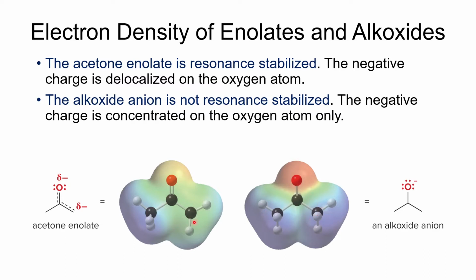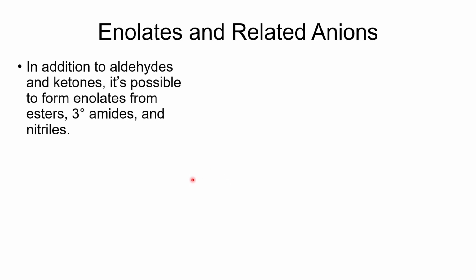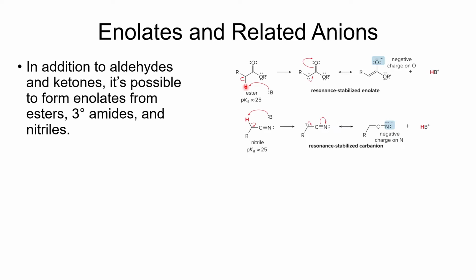This negative charge on the carbon, or at least that partial negative charge on the carbon, is key to the reactivity of enolates. So now let's look at enolates and other related anions. It is possible to form enolates with compounds other than aldehydes and ketones. You can do it with esters. So if you deprotonate the alpha carbon on an ester, you can delocalize the negative charge that's on the carbon to the oxygen. So we'll get a resonance stabilized enolate here as well.